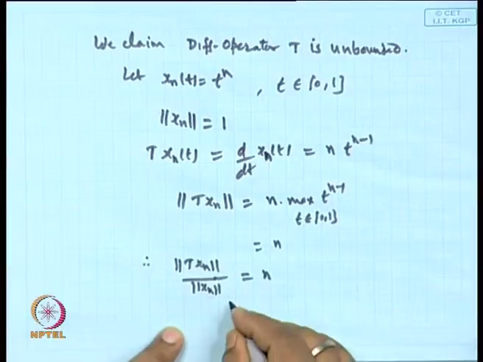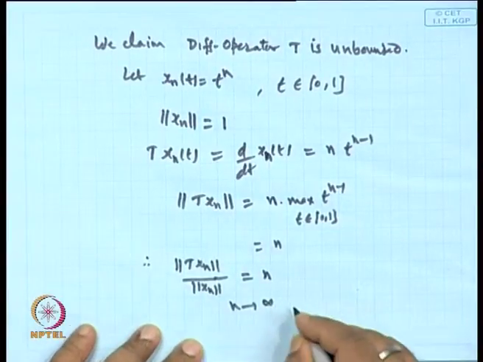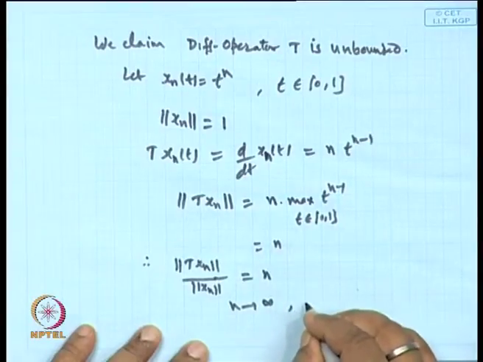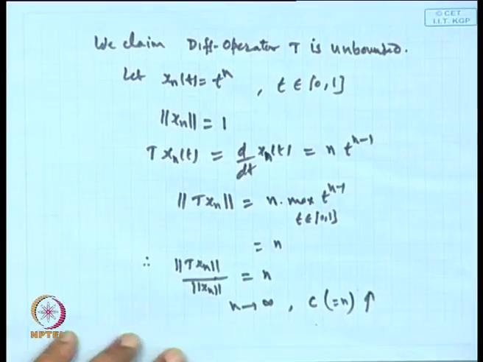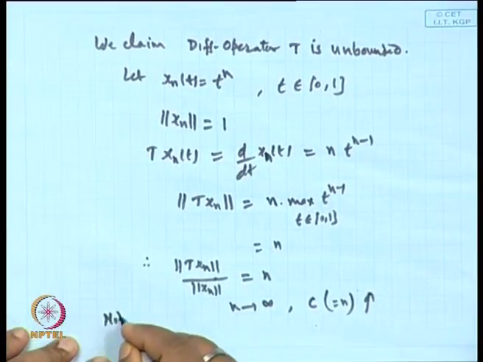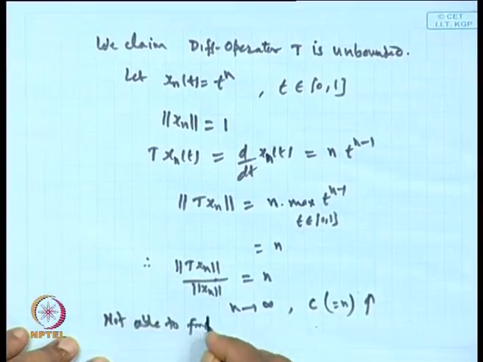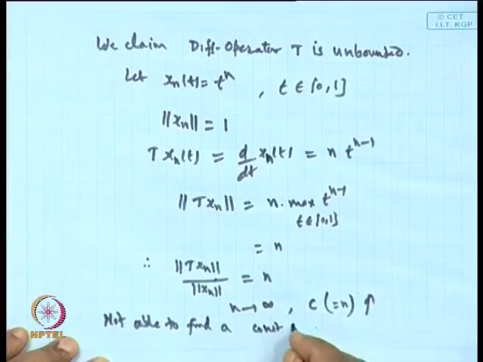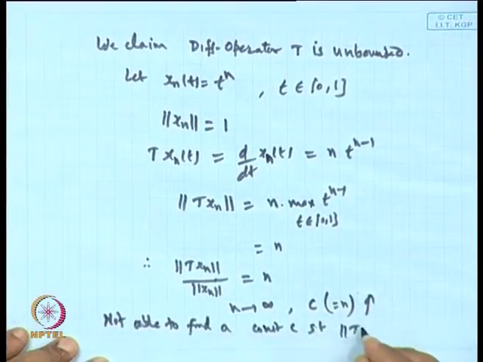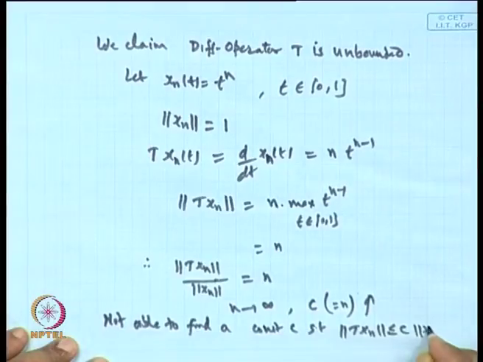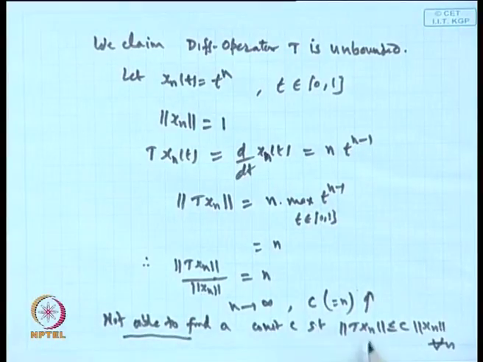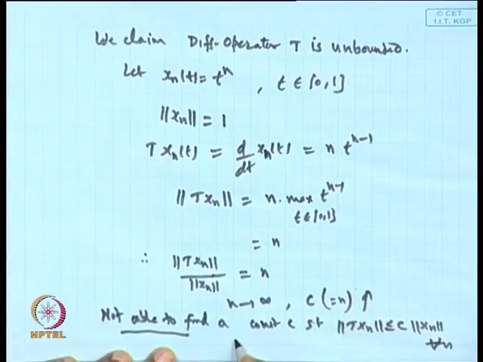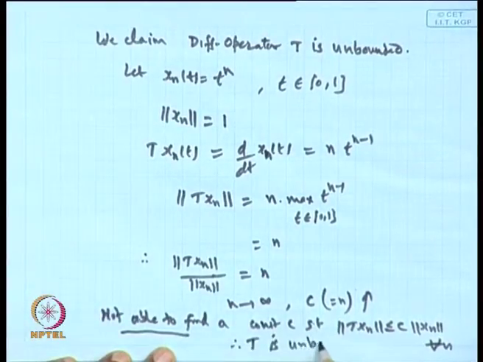Now, as n increases, the bound c must also increase. It means we are not able to find a constant c such that norm of Tx_n is less than or equal to c times norm of x_n for all n. It is not possible. So, this shows that T is unbounded, not a bounded operator.